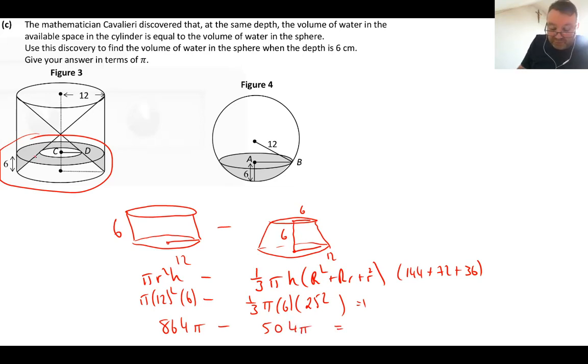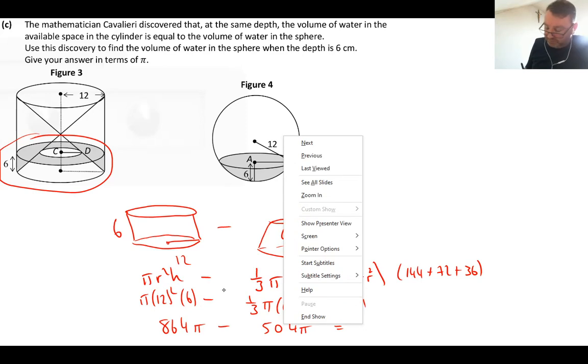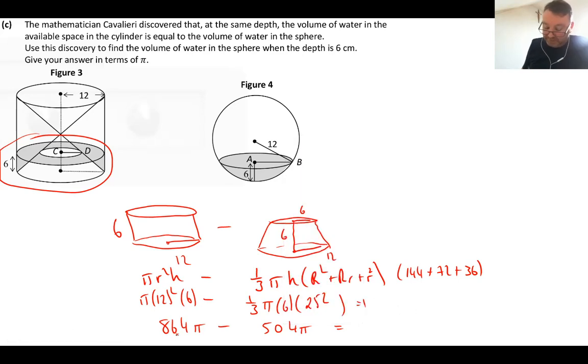So therefore, the volume of water left around this frustum in this cylinder will be, that's not right, 12 squared by 6, apologies, will be 864 minus 504, that comes out as 360 pi centimeters cubed. And that water volume there will be exactly the same as the volume of water that will be down here.